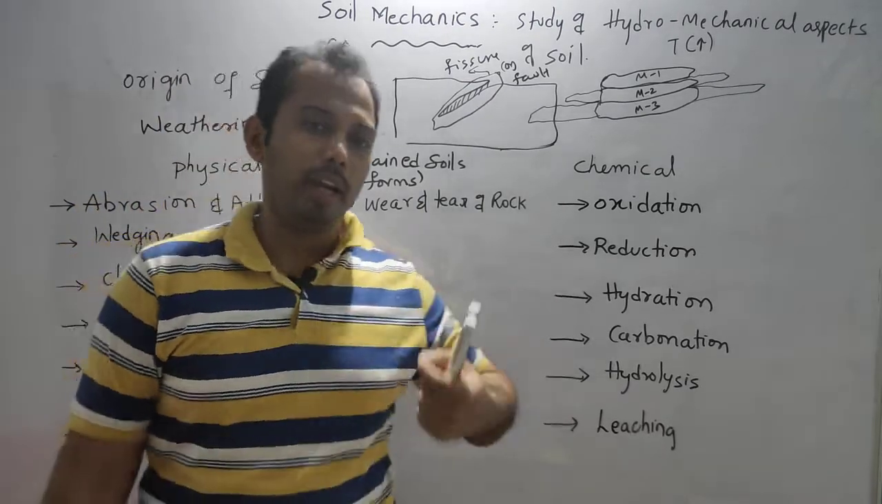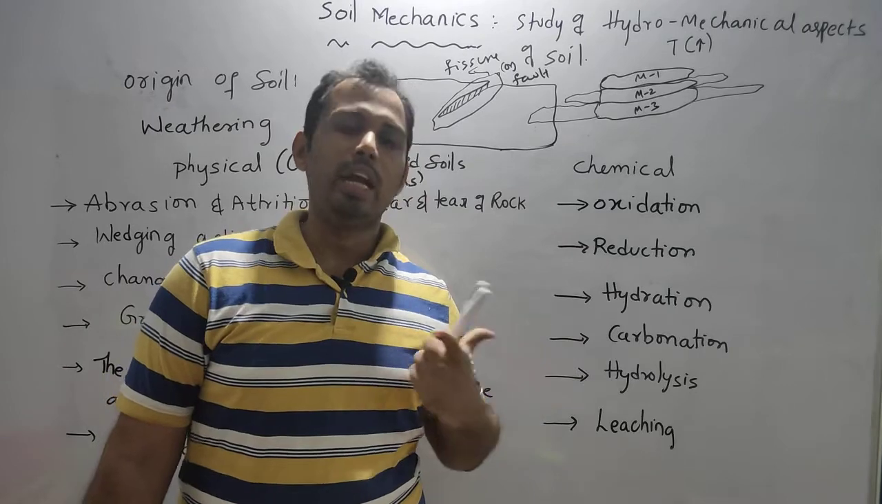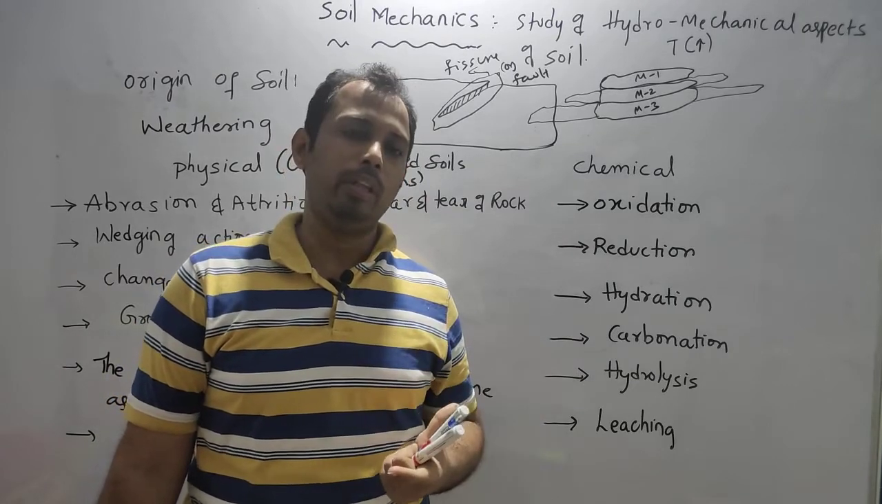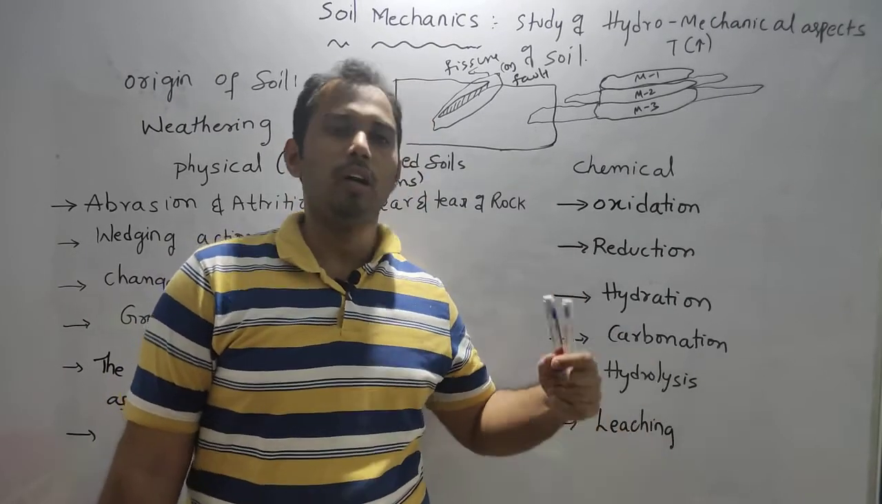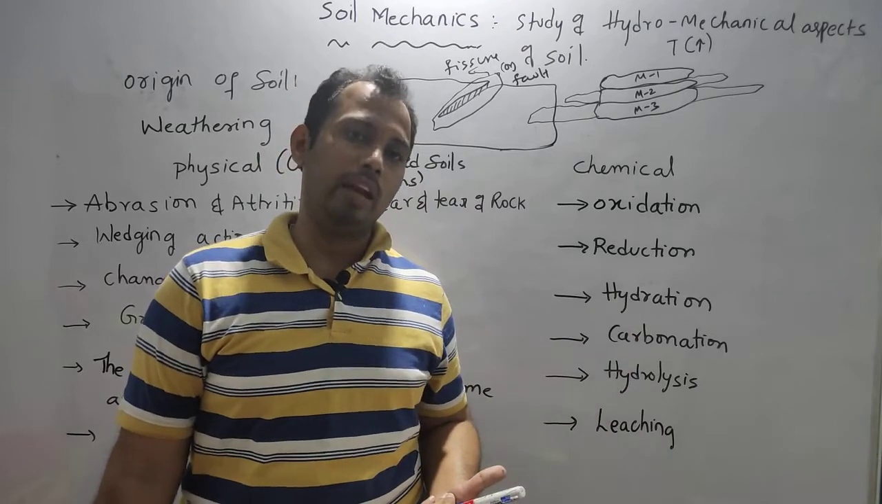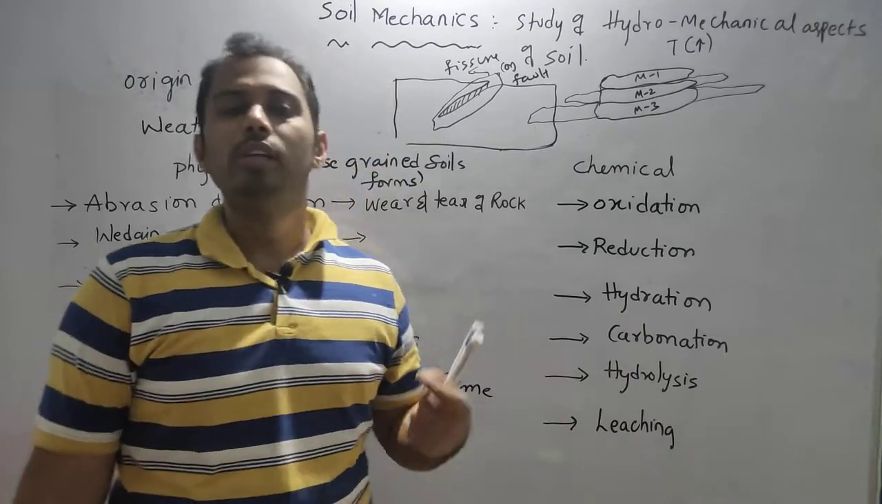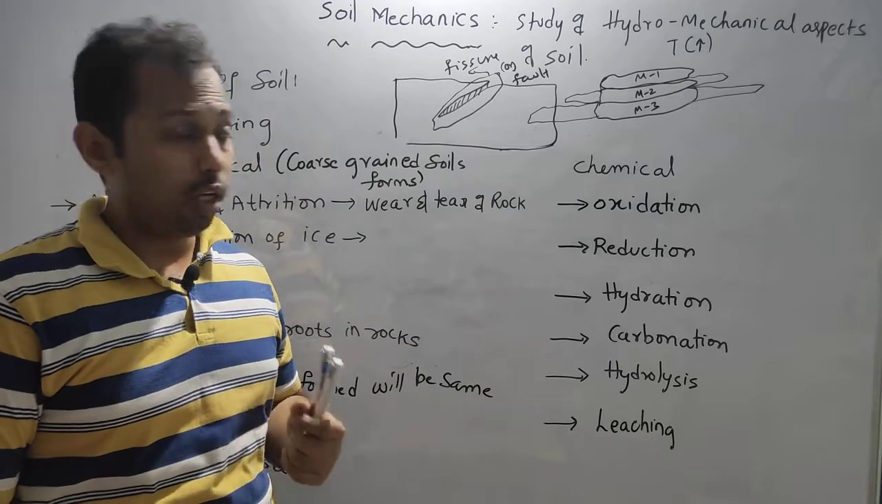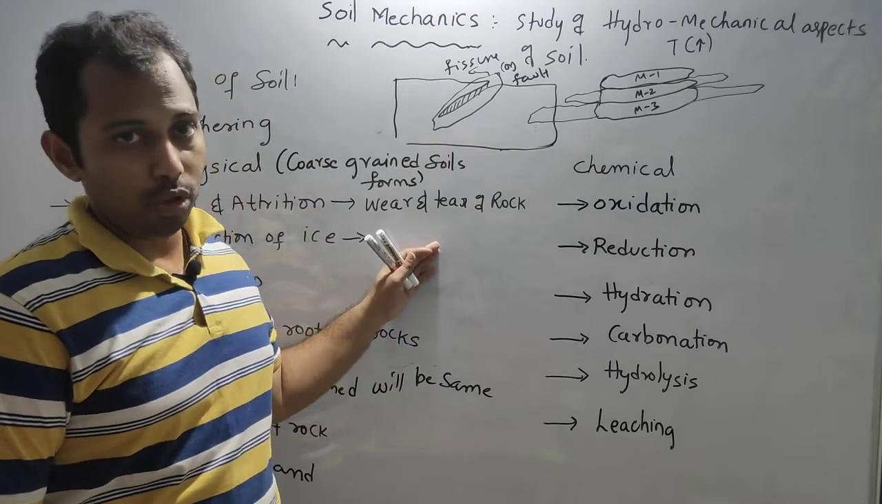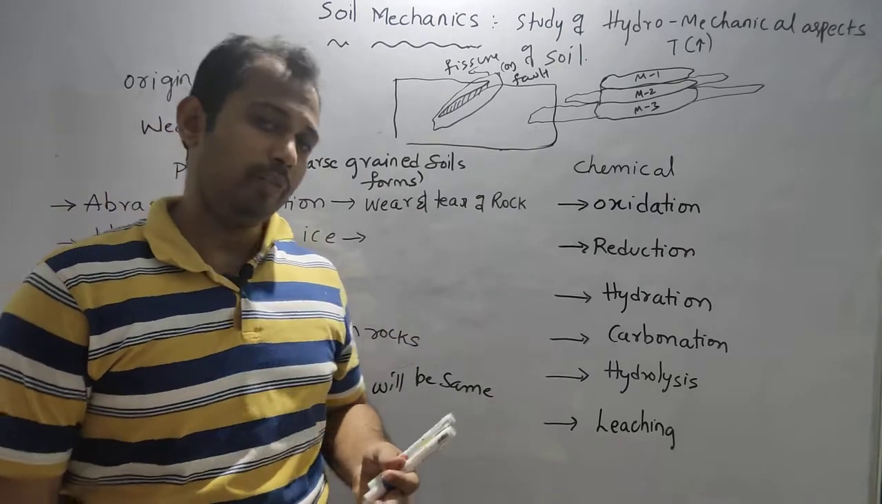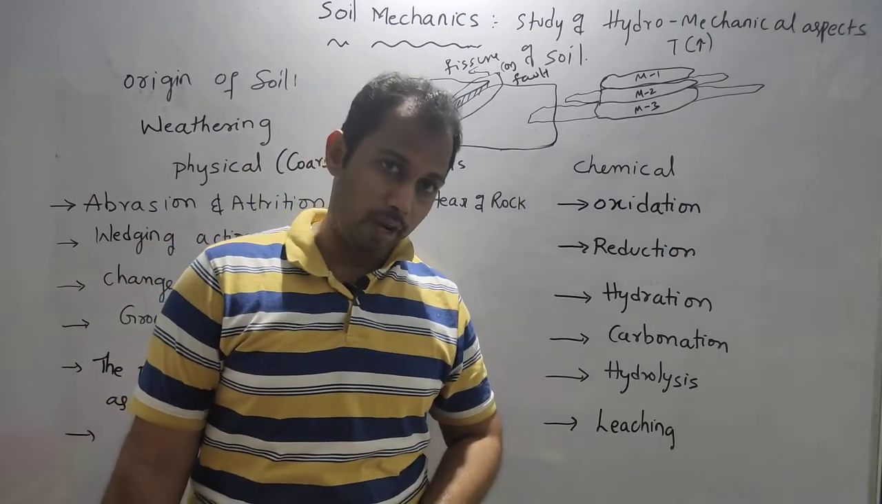So whatever minerals or metallic cations are present, they will react with oxygen or any other materials present in the atmosphere, and form a chemically decomposed soil. Here, in a chemically decomposed soil, the properties of the parent rock may not match with the soil.